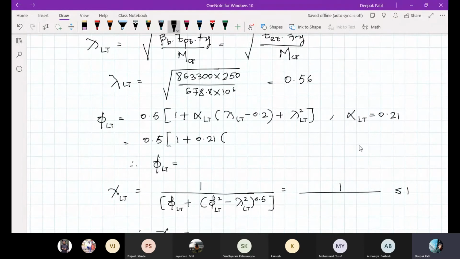Once you know lambda LT, you can easily calculate phi LT, that is 0.5 times alpha LT. Since alpha LT will be 0.21 because ours is a rolled section. So lambda LT is 0.56, minus 0.2, plus lambda LT, 0.56 square. Let me solve that. 0.56 minus 0.2 into 0.21 plus 0.56 square plus 1, times 0.5. So that comes out to be 0.69.